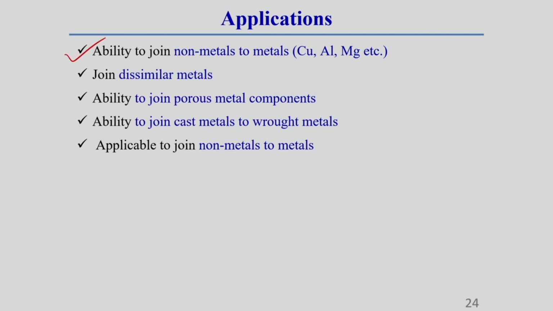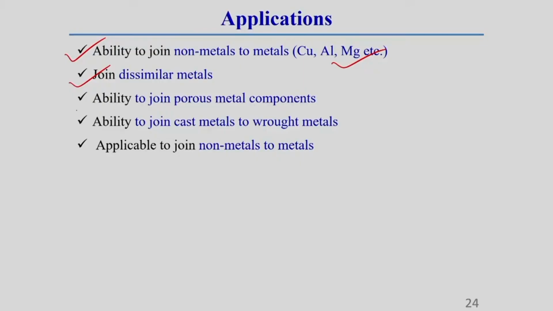It has the ability to join non-metal to metal, and it has the ability to join dissimilar metals. It has the ability to join porous types of metal components. It can also join cast metal to wrought metal. So, these are the different types of application. I am showing some general applications here.